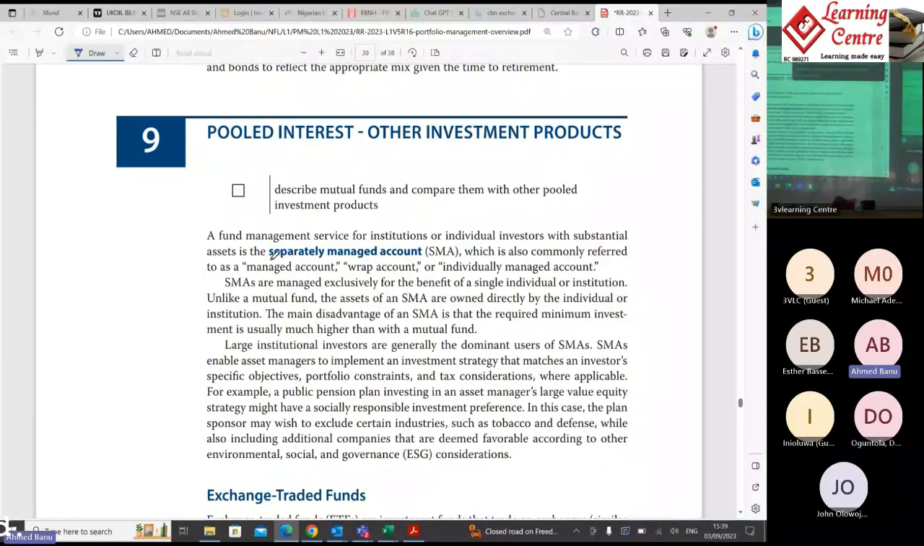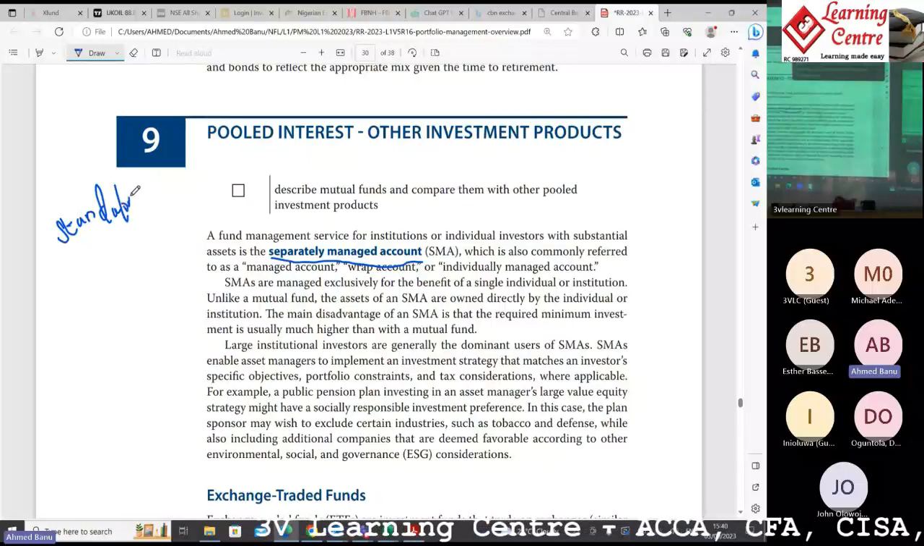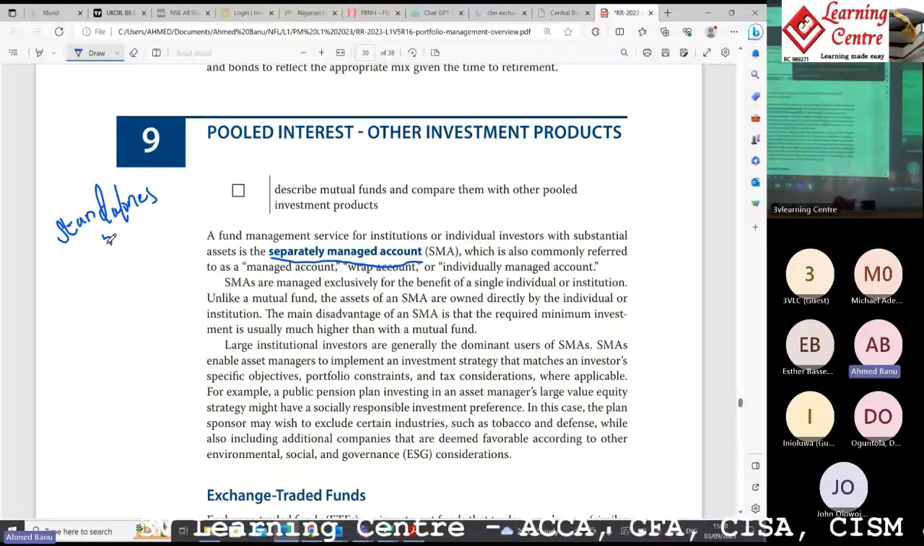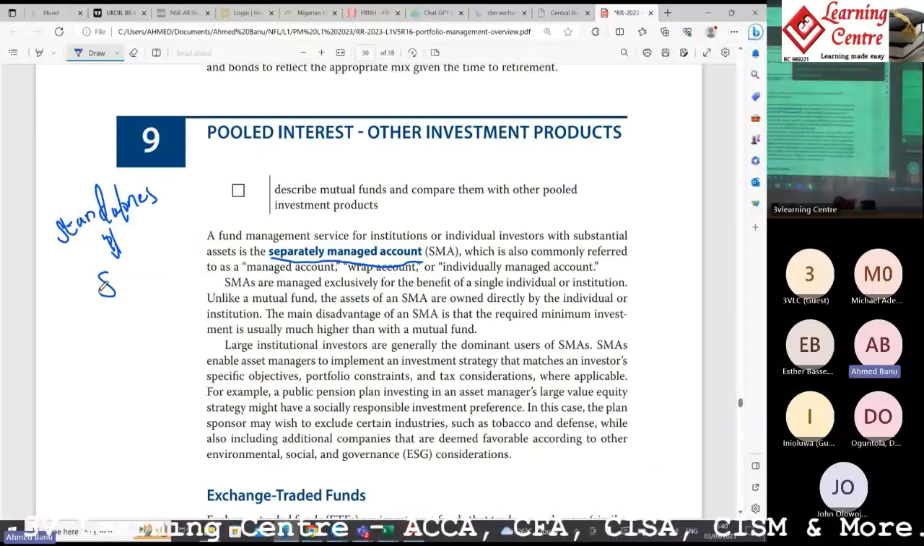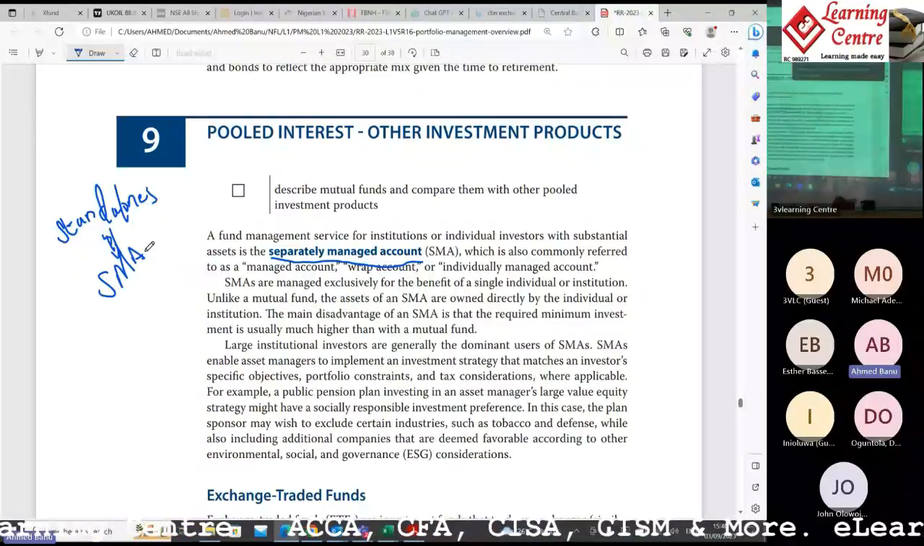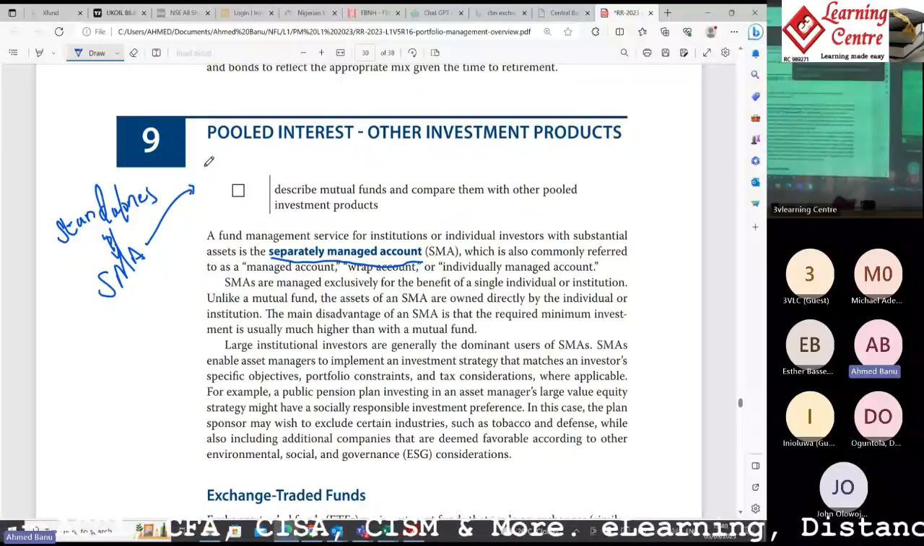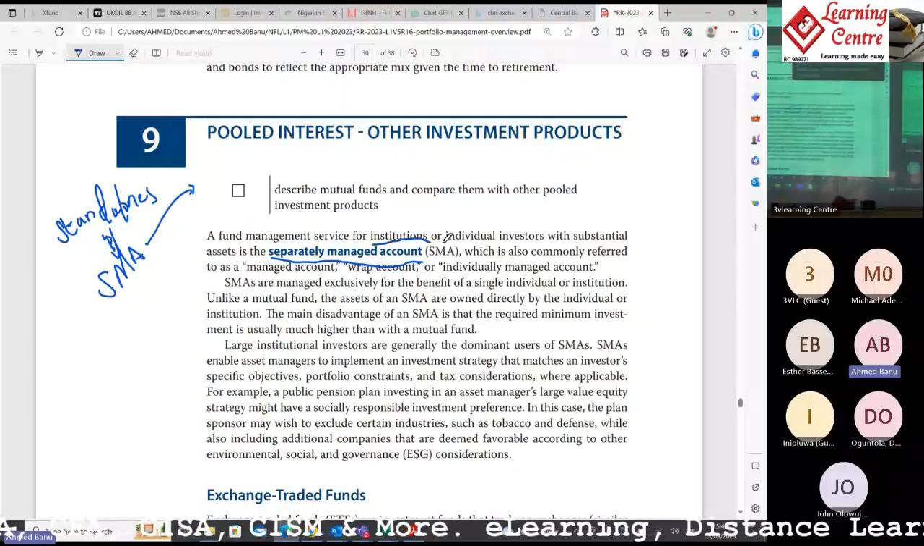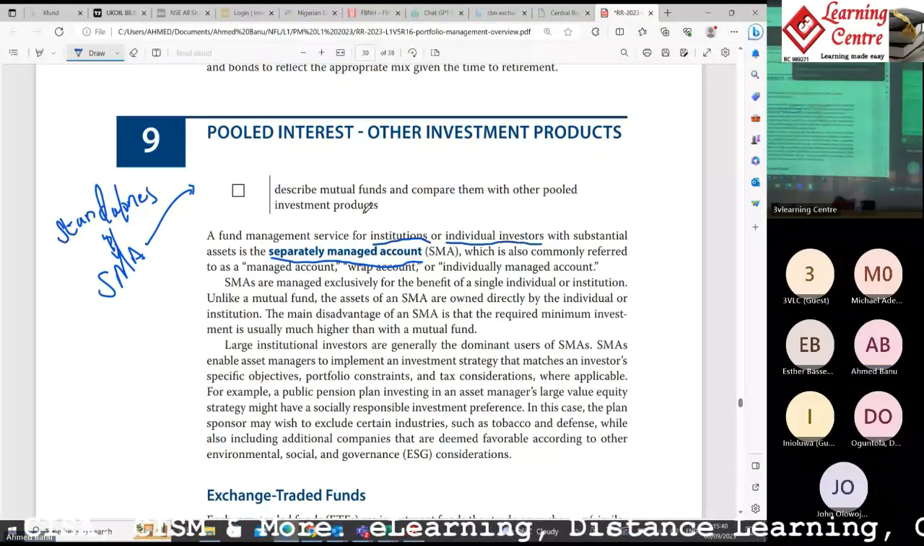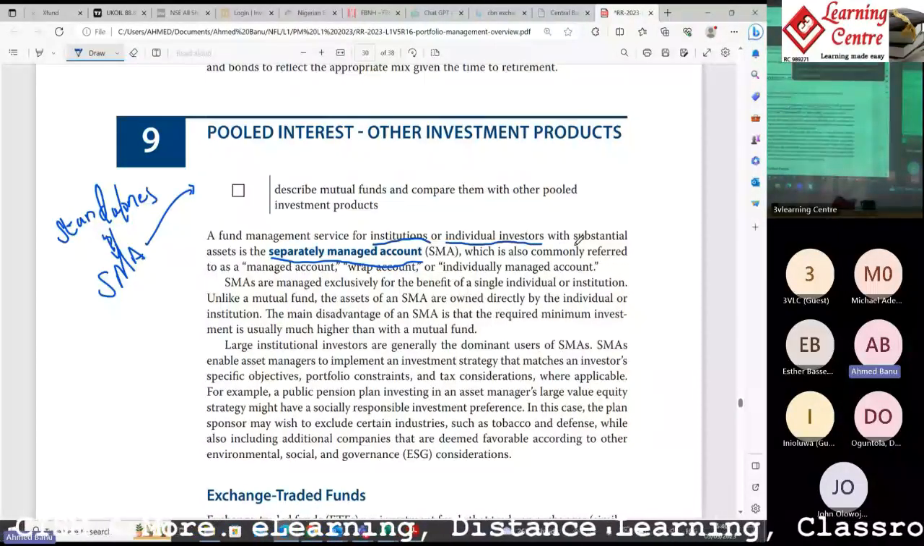So there's something you call separately managed accounts. In my own field, we call them standalone portfolios. Standalone portfolios are also the same thing as SMAs, the same thing as separately managed accounts. Now, we use this kind of fund management service for institutions and predominantly HNIs, because they are the ones that can have substantial assets.